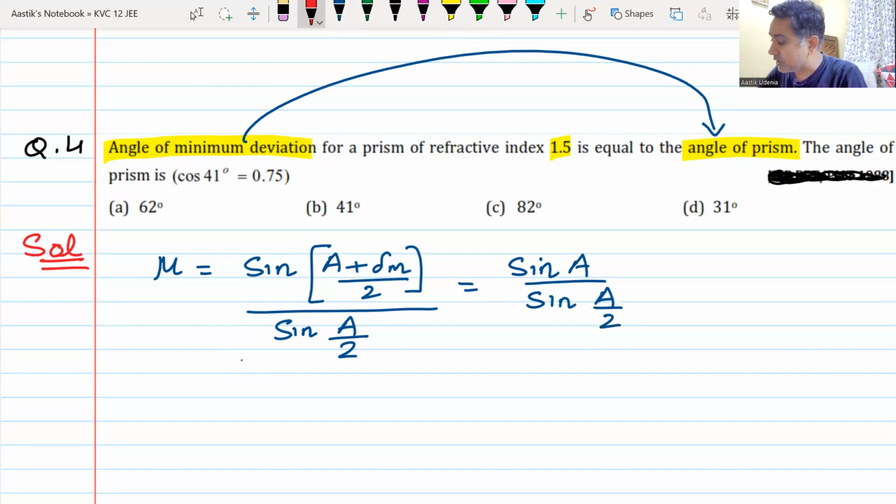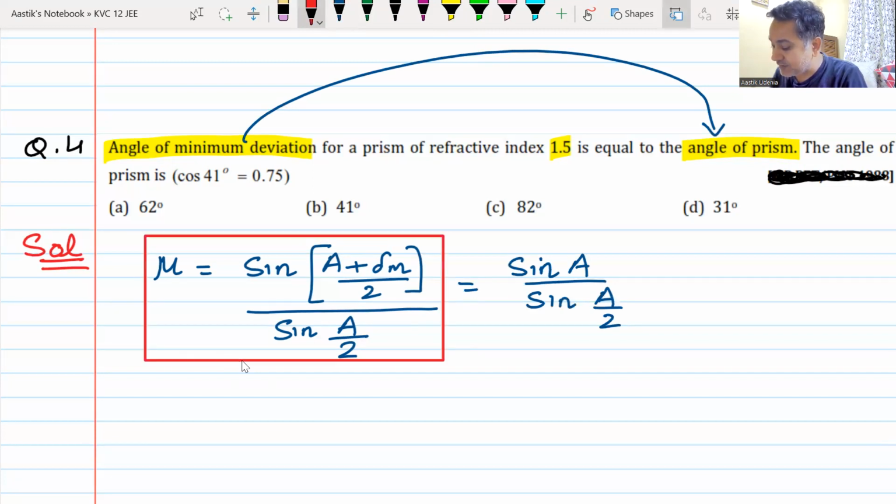Remember, my dear friends, in whatever question that we do, physics is only a very, very small part. This box is the entire physics that you need to know. After this box, everything is maths. Sine of A divided by sine of A by 2. You are maths guys, so you must know how much this is equal to. How much is this equal to, bacha?